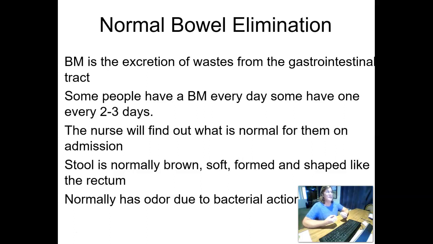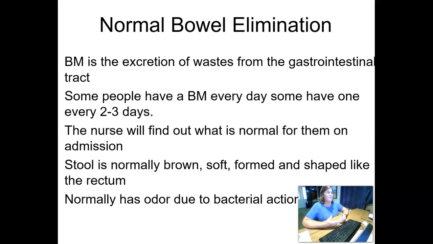So normally, when we're talking about the gastrointestinal tract, you start taking in your food, you eat your food, you swallow it, it goes down your esophagus into your stomach. The stomach starts secreting acids to start breaking the food down, and then it goes through the small intestines where the nutrients start getting absorbed, and then the large intestines where water reabsorption happens.